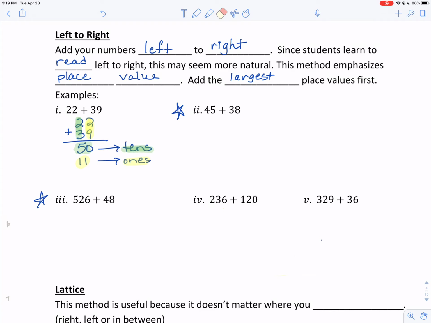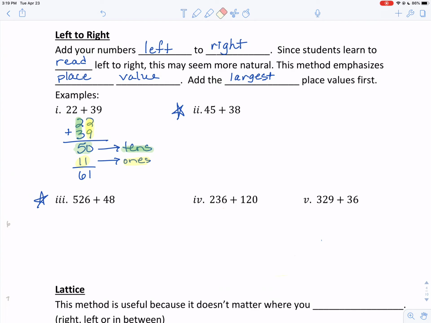Then I'm going to add my tens first because that is the largest place value. So I add my 2 and my 3, and that gives me 5. But it's tens, so I write down 50. Then I'm going to add my 2 and my 9 together, and that's 11. And then finally, I just add the 50 and the 11.